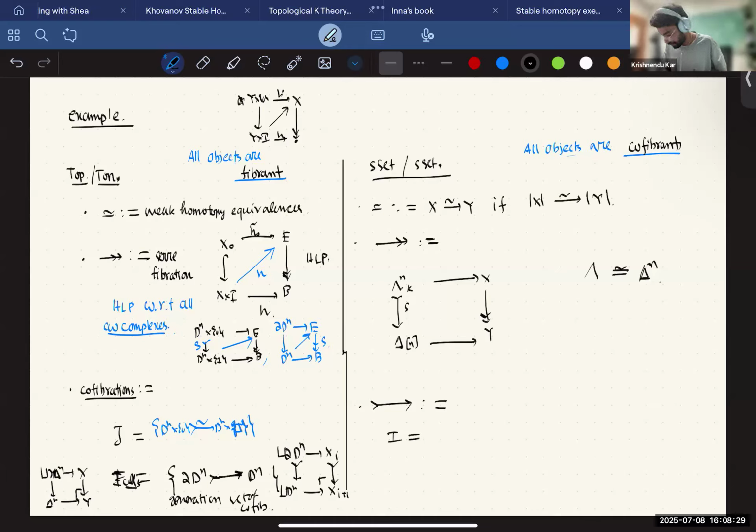But anyway, I will call this guy a fibration if I have this lift for all n and k. These are called Kan fibrations. And your cofibrations are monomorphisms or inclusions, K subset L.